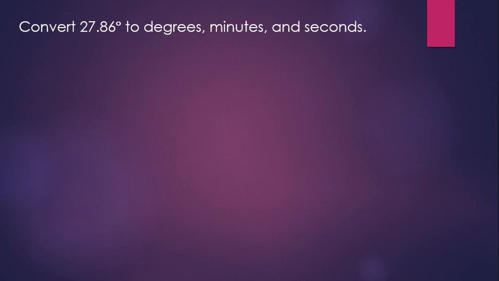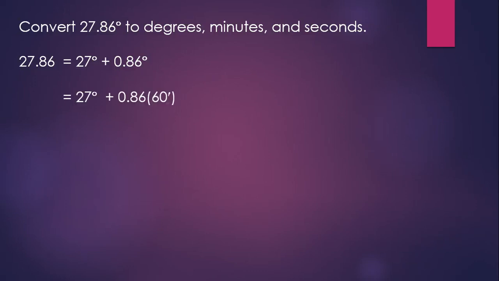Convert 27.86 degrees to degrees, minutes, and seconds. So we'll start by saying that 27.86 degrees is 27 degrees plus 86 hundredths of a degree. And since a degree is 60 minutes, we can say that the 86 hundredths of a degree is 86 hundredths of 60 minutes, which is 51.6 minutes.